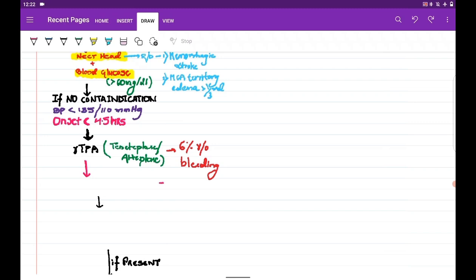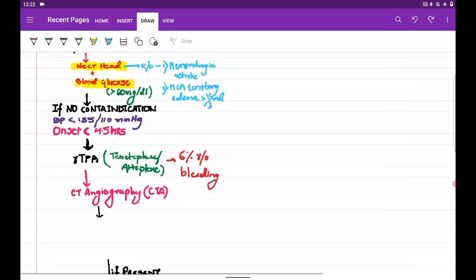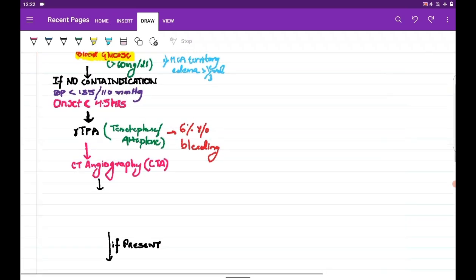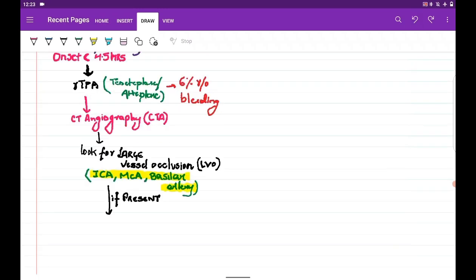Once we have given the recombinant TPA, it's not like we can send the patient home and that's it, enough. We have to get the patient's CT angiography done. Here also we have to get angiography done, even if the patient's symptom onset was less than 4.5 hours. We give thrombolytic, and after that we get the patient's CT angiography done and look for any large vessel occlusions.